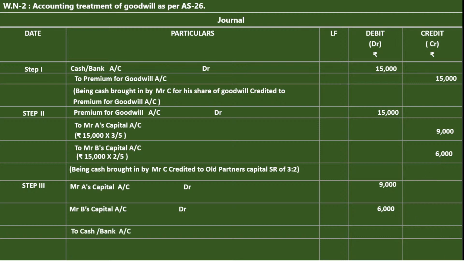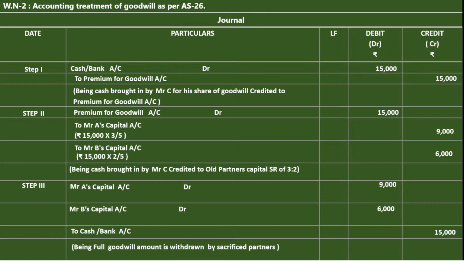To cash or bank account, real account, credit, what goes out? Amount 15,000. If you are following the American accounting system, Mr. A's capital account debit, decrease in the capital, debit. Mr. B's capital account debit, decrease in the capital, debit. To cash or bank account, asset account, decrease in the asset, credit. Being full goodwill amount is withdrawn by sacrificed partners.